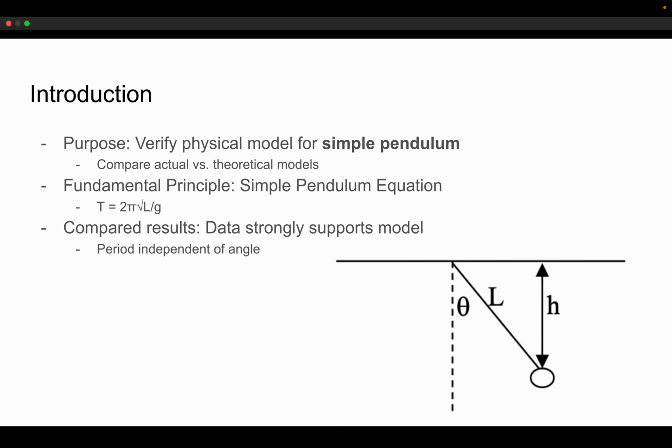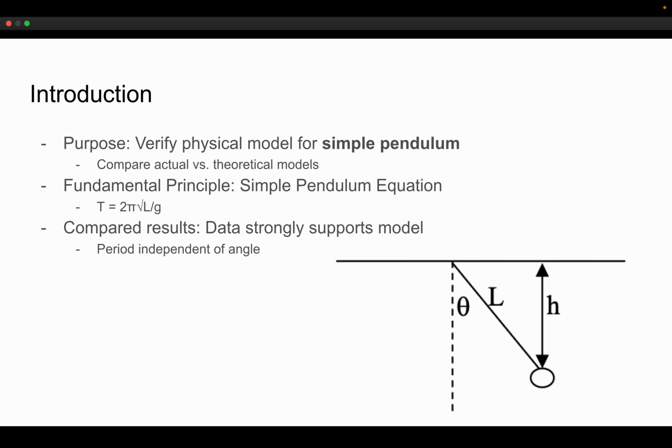The goal of the lab was to verify the physical model for a simple pendulum. A simple pendulum is a mass suspended by a massless, stretchless string, and for small angles, its motion can be described as simple harmonic motion. The main physics principle I use is that the period T, the time for one full swing back and forth, is related to the length of the pendulum L and the acceleration due to gravity g by the equation T equals 2 pi times the square root of L over g. This means that the period should only depend on the length, not the mass or the small starting angle.